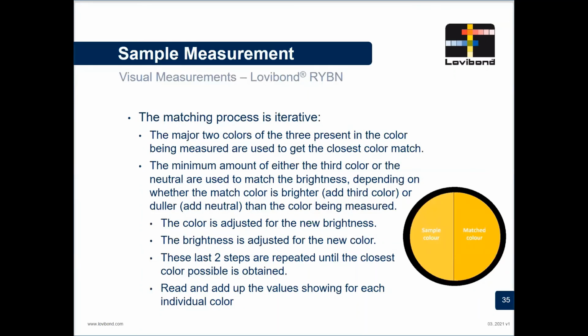So as I said before, we can come back to the Lovibond and the visual measurement. So we've got our two fields of view close to each other. And so we're using the major two colors to make our color match. So we're looking at the red yellow in the case of most edible oils to get our color close. And then we're going to need to use the third color. So we're either going to be using the blue or the neutral to adjust that brightness.